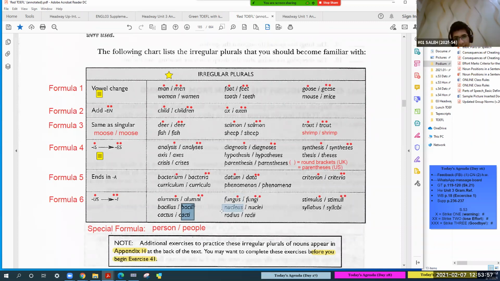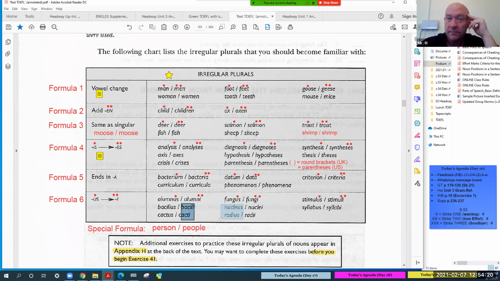Nucleus. You guys have to learn science and biology, right? So you have to know this. Nucleus, nuclei. Try again. Nuclei. There you go. And then, you have to learn math.